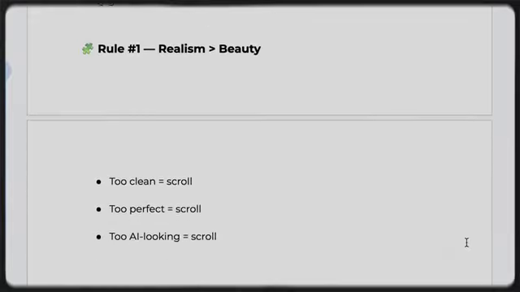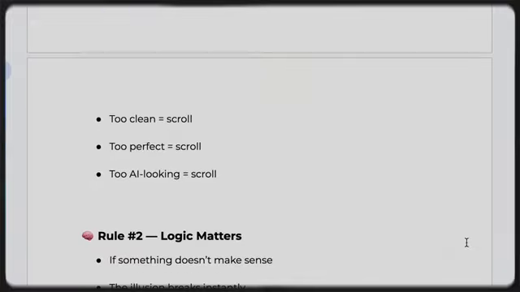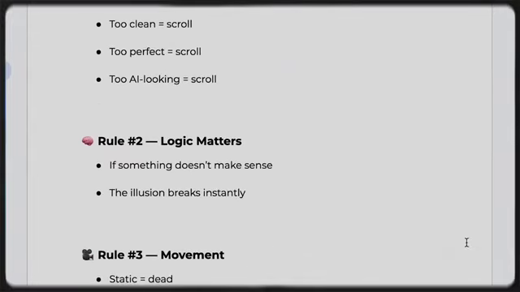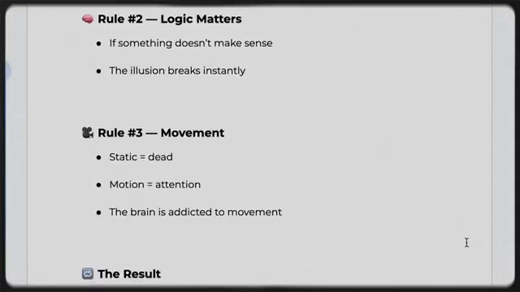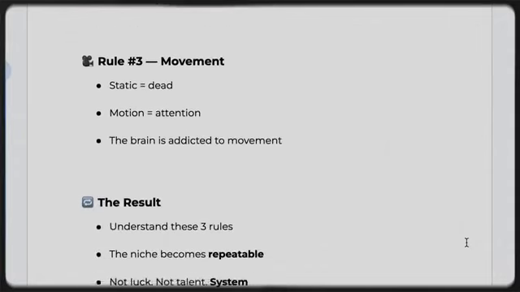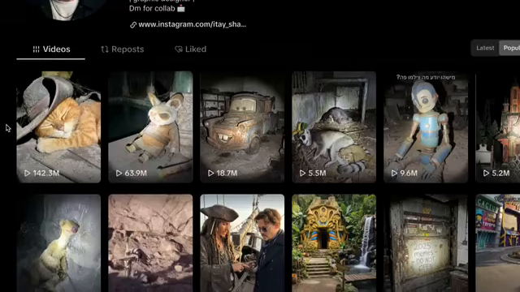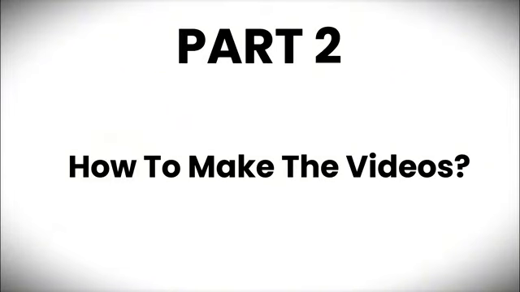Number first, realism over beauty. If it looks too clean, too perfect, or too AI-ish, people scroll. Number second, logic matters. If something in the scene doesn't make sense, the illusion breaks instantly. And number third is movement. The human brain is addicted to motion. Static images die. Once you understand those 3 things, this niche becomes repeatable. Now let me show you exactly how to do it.